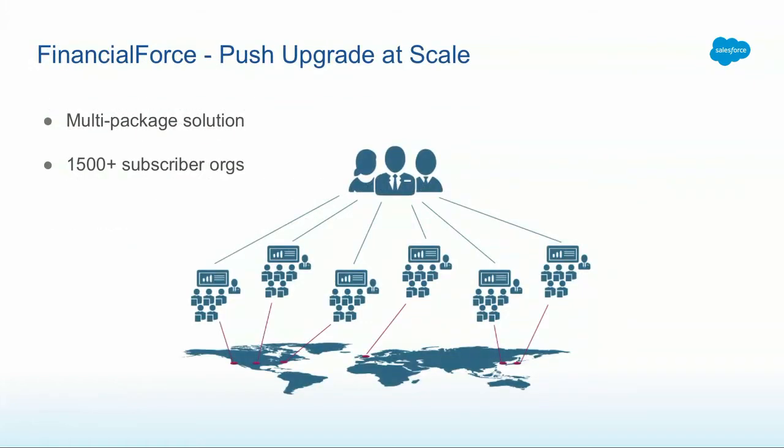Those are our main points, and if you are an ISV as well, these points are probably the same for you. But in our case, for Salesforce, we also need to think about the fact that we have a multi-package solution. We do not upgrade just a single package. We have different packages that are dependent on each other. For example, our product automation solution needs our ERP package installed in our customer orgs as well. And also because we have more than 1,500 subscriber orgs, we need to handle a really high volume of data. The current Salesforce push upgrade process provides a really good solution, but we need something much better.